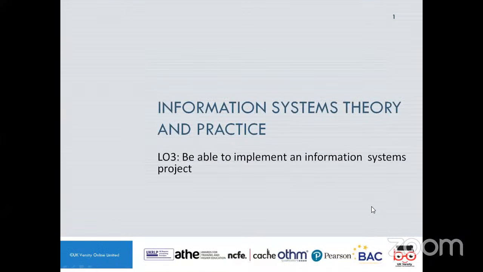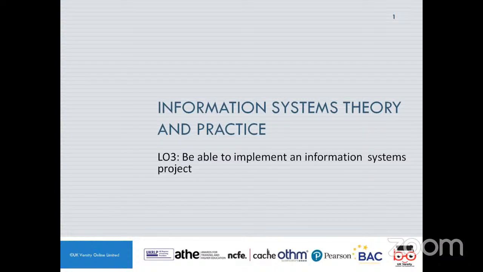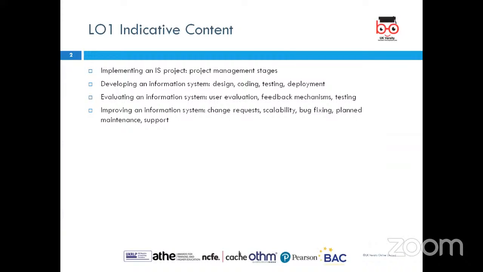Today we are at the last tutorial for the unit on information systems theory and practice. Today we're going to implement an information system project. From our indicative learning, we're going to look into implementing an information system project. So we will look into what the project management stages and strategies are for delivering a software or an information system. Also, we're going to look into developing an information system.